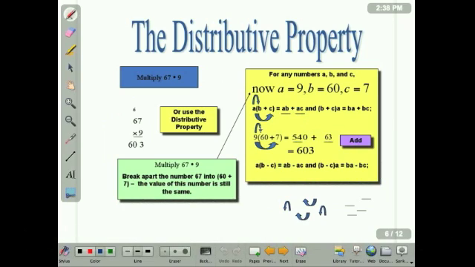Okay, so I can multiply 67 times 9 to get 603 using my regular math technique. Or I can take 60 and add it to 7, because that's still 67, and this time I'm going to multiply it using the distributive property by 9. 9 times 60 is 540. 9 times 7 is 63. And when I add the two, I get 603.